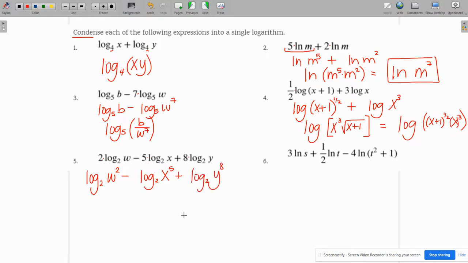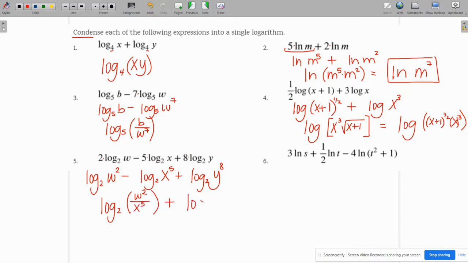But now we want to combine these. Addition and subtraction are equally important, so I'm going to go from left to right. The first thing I'm going to do here is log base 2 of w squared minus log base 2 of x to the 5th. And this is going to be log base 2 of, when I'm subtracting, that's going to be the quotient of w squared and x to the 5th.